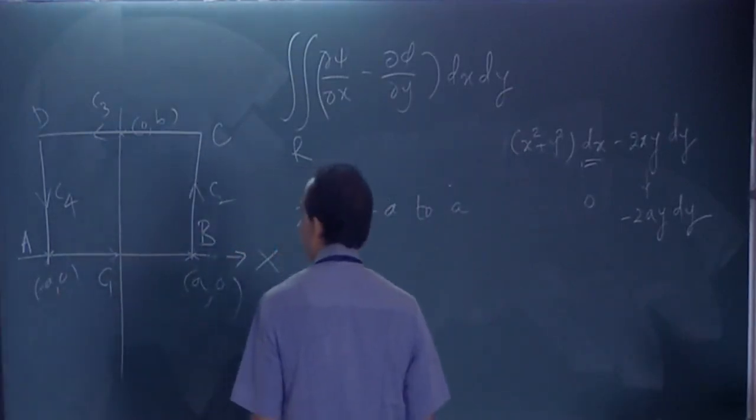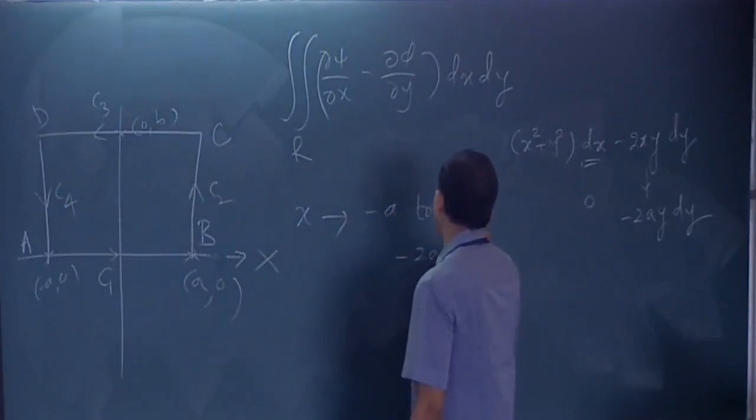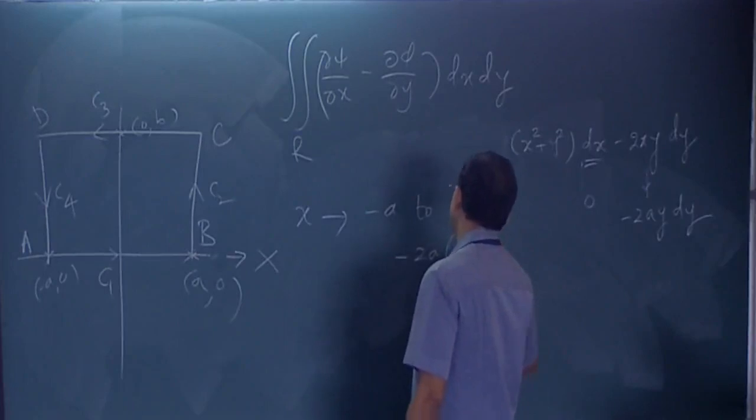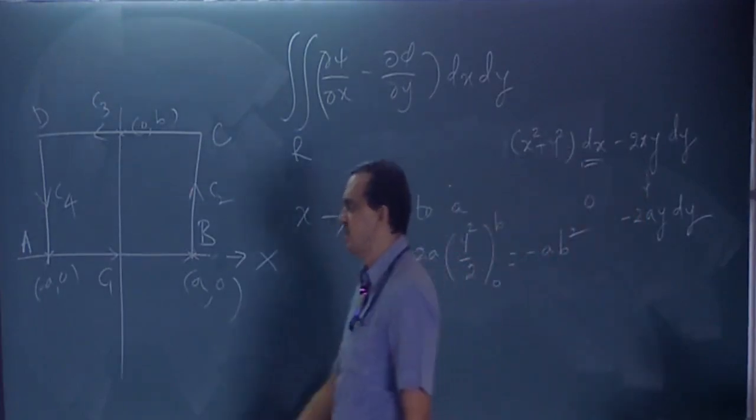Again, very simple integration. Minus 2a y square by 2. I have not written that step purposely. So 2 gets cancelled and we get minus ab square.